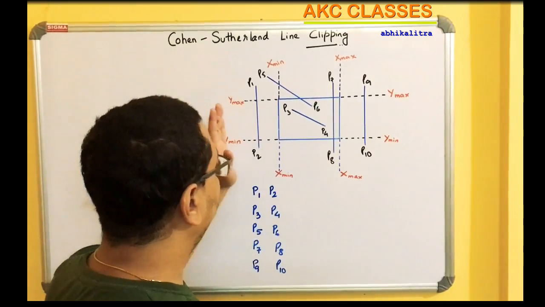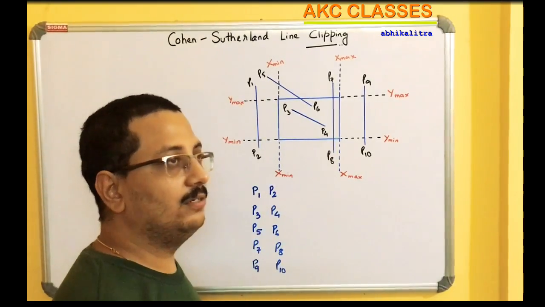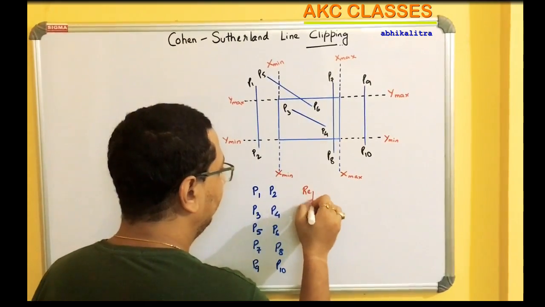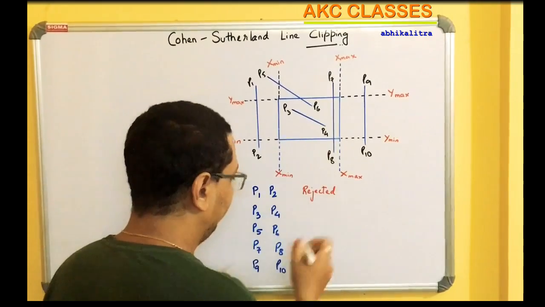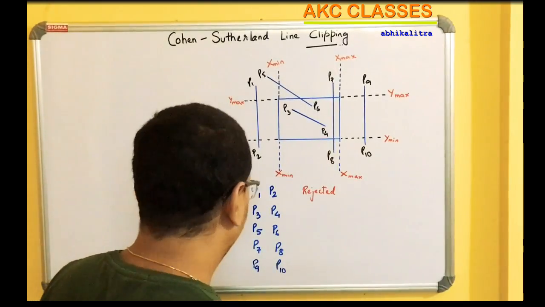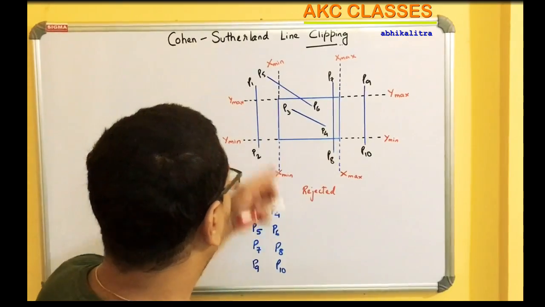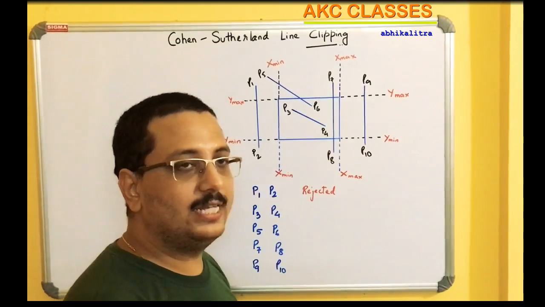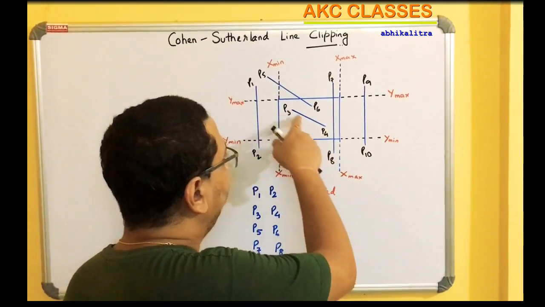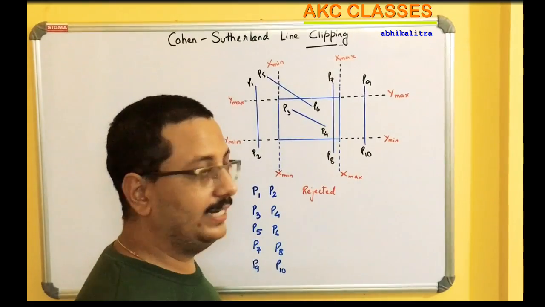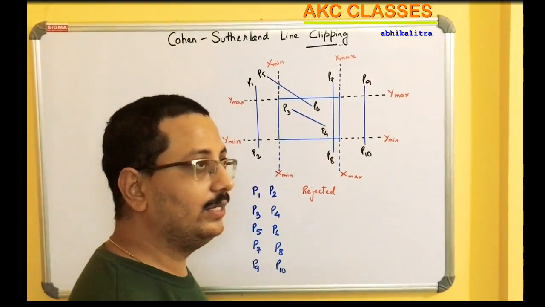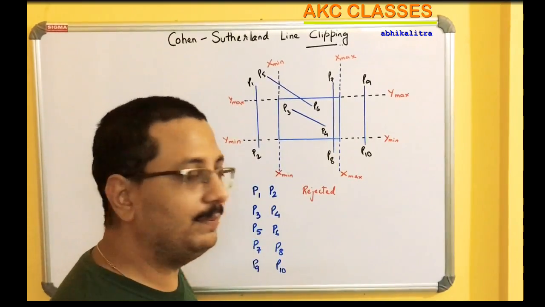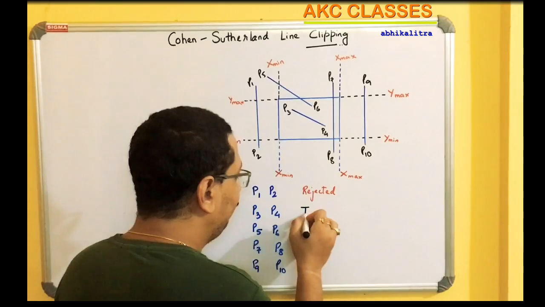This line is completely out of the rectangle region, right? So obviously we will write that this line is rejected. Then next one is P3, P4. P3, P4 is completely inside, right? So there is no requirement because this particular line has not crossed the rectangle boundary, right? If it has not crossed the rectangle boundary, then obviously it does not require any kind of Cohen Sutherland line clipping algorithm. So obviously it will be trivially accepted.